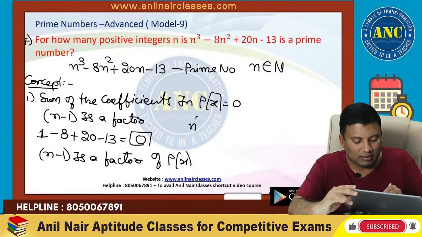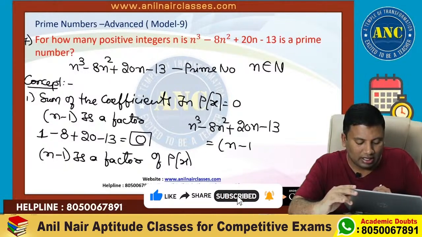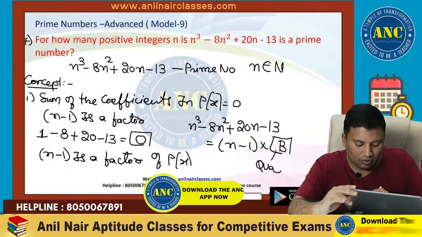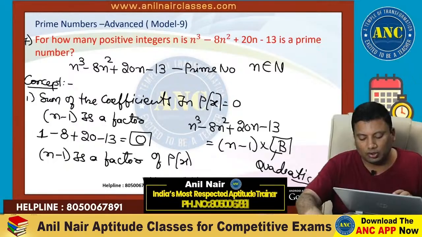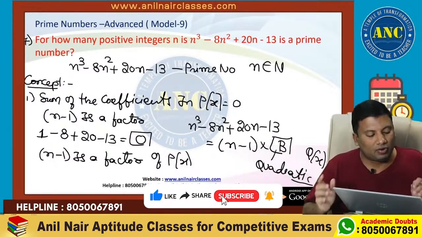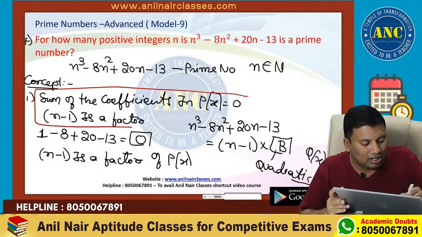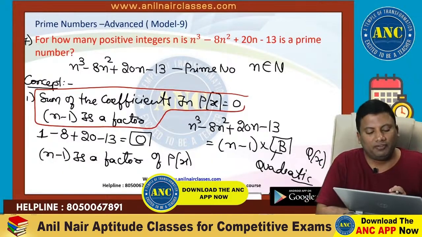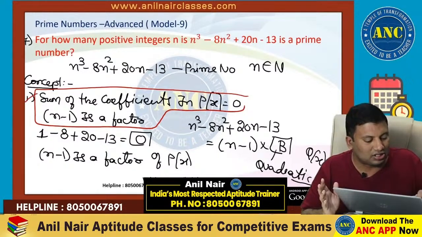So n cube minus 8n square plus 20n minus 13 has n minus 1 as a factor. There is one more factor, which is a quadratic, because it is cubic and the linear one is 1. So let us find out what q of x is. If the sum of the coefficients in p of x is 0, then n minus 1 is a factor. I hope this first concept is clear.